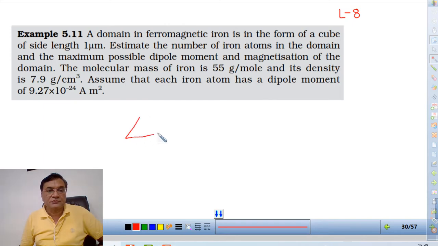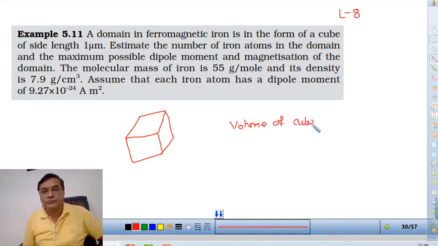So this is 1 micrometer, 1 micro by 1 micro. This is one cube. So the volume of the cube is equal to L cube. So 10 raised to minus 6 meter, cubed, gives 10 raised to minus 18 meter cube. Then we find out how many atoms are there. For that we need this.